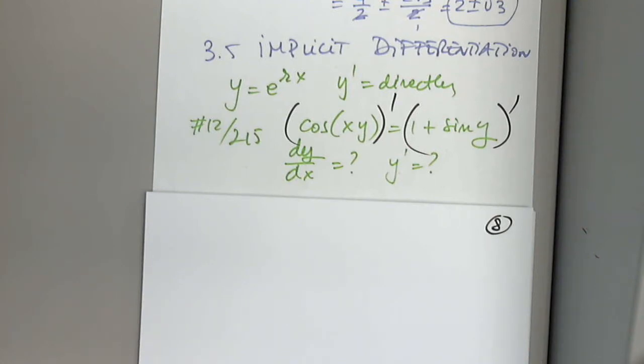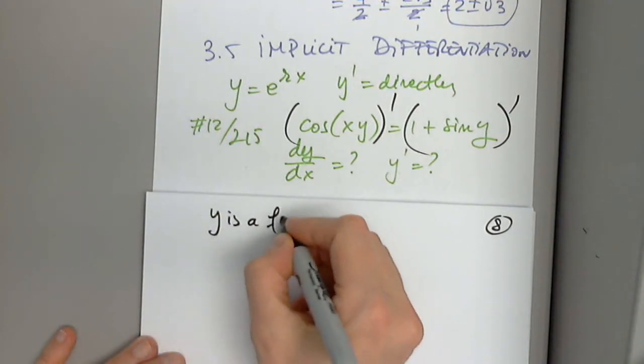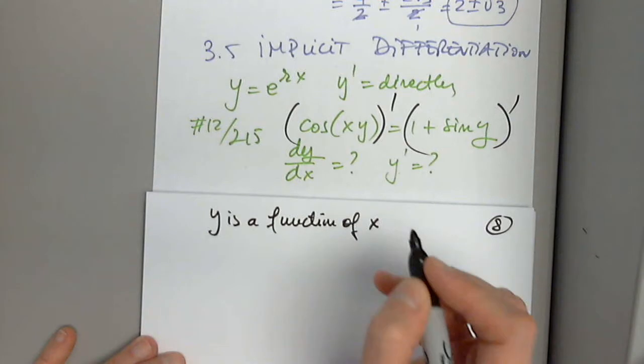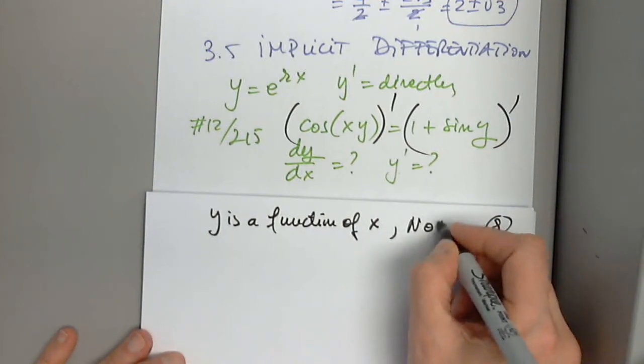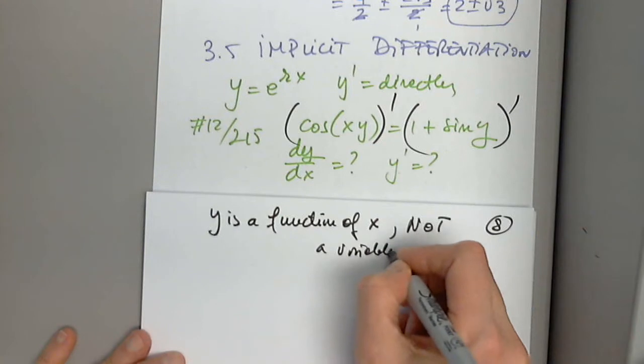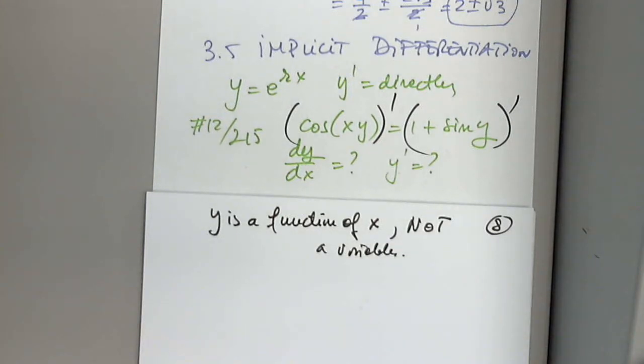Cosine is the outer. But the problem is that inside we have a product, and I have to use the product rule. That's one thing. Secondly, y is not a variable. If I'm told to find dy over dx, I'm specifically told that y is a function of x. You can write it if you need to: y is a function of x, to be specific, not a variable. It cannot be treated as a variable. It has to be treated as a function.